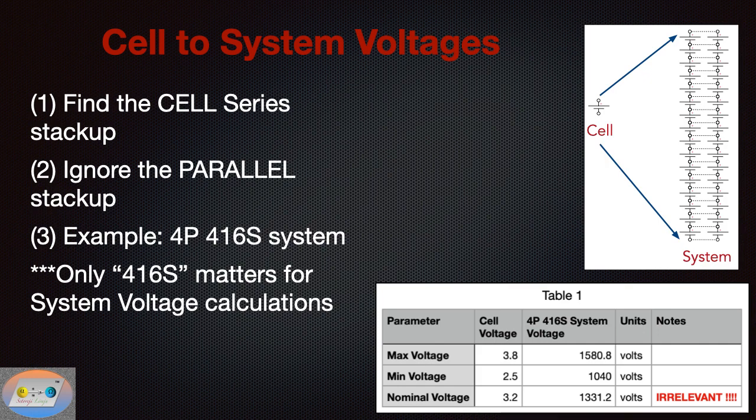This stack up is pretty common, which is a 4P416S lithium iron phosphate system. You're only concerned with the series stack up, so the S, so 416S. So you multiply 416 times the max voltage and the min voltage, and you get the system voltage. The max voltage of the system is 1580.8 volts, and the minimum voltage on the system is 1040 volts.